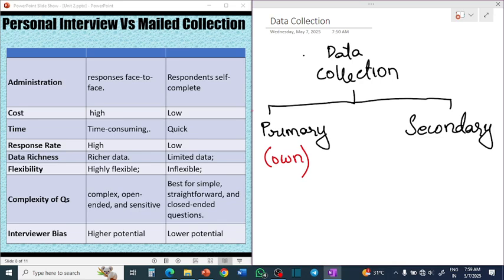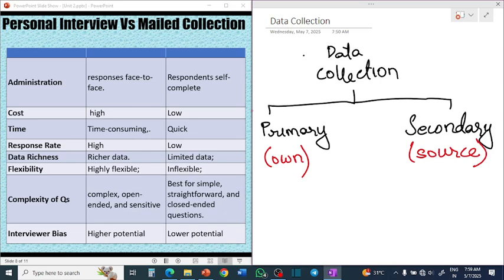And what is secondary data collection? That you collect some data from other sources. For example, you collect data that the population of India is the highest in the world. You have not collected the data by your own self. You have gone on to some government website and then you have collected the data. So, that is known as secondary data.